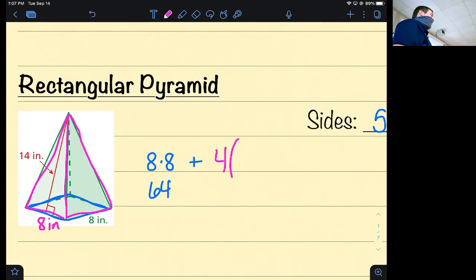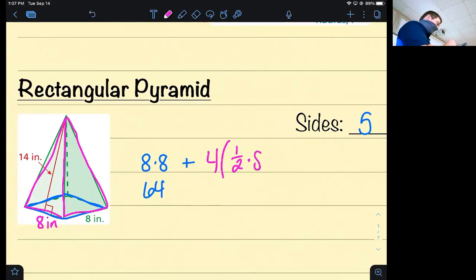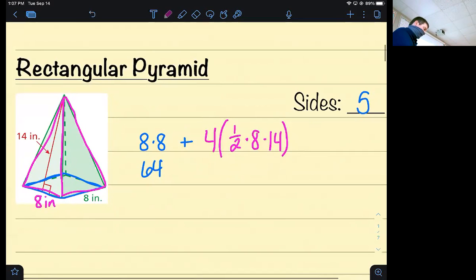And then who remembers what the area formula is for a triangle? Base times height divided by 2. That's right. So my base is 8. My height is 14. All right, so I need to go ahead and solve for that. I already know the base area is 64. Could we use the 4, a 2, and the 1/2? We could. We could go ahead and cancel that out right now. And then I'm just doing 2 times 8 times 14.